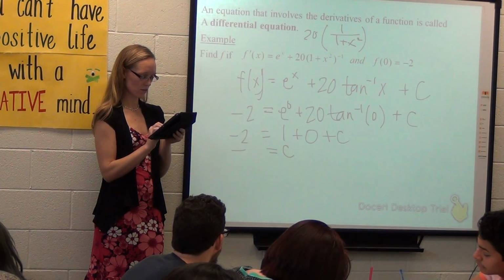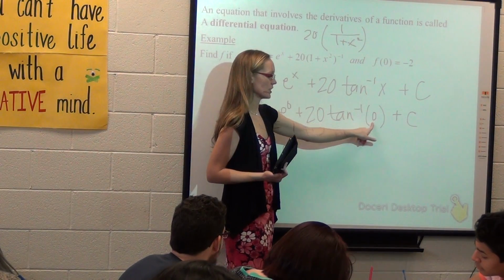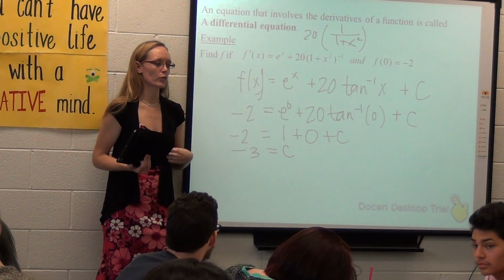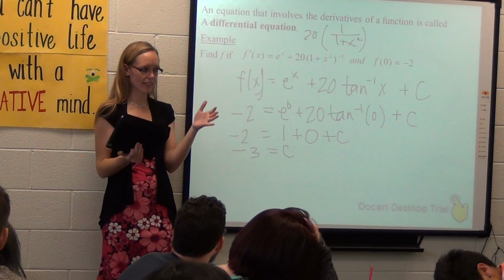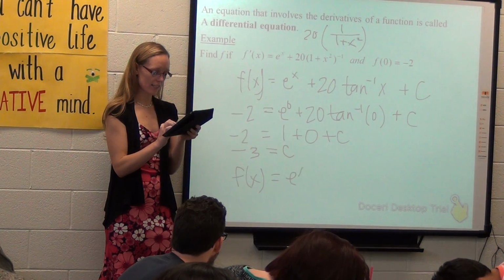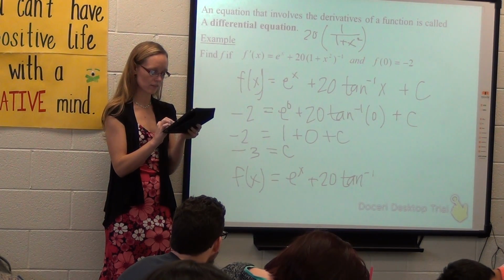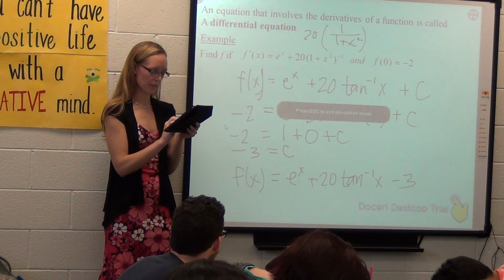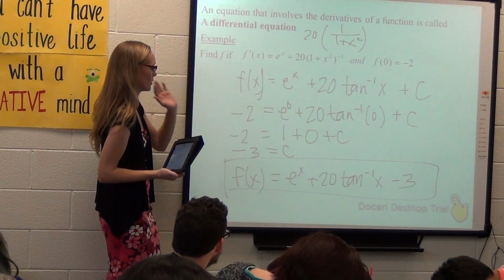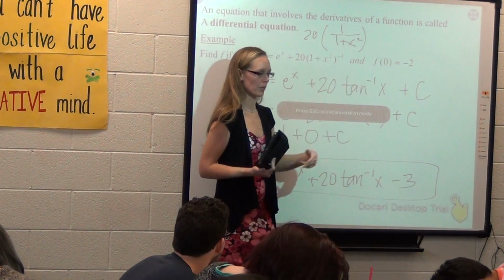Wait, where did the 20 go? 20 times 0 is 0. That's the inverse tangent of 0. So now c is equal to -3. So I'm no longer dealing with this general antiderivative, but I have a very specific answer for this function. That is e to the x plus 20 times the inverse tangent of x minus 3, because I know that that constant that somehow disappeared in my derivative is equal to -3, based on the information they've given me.